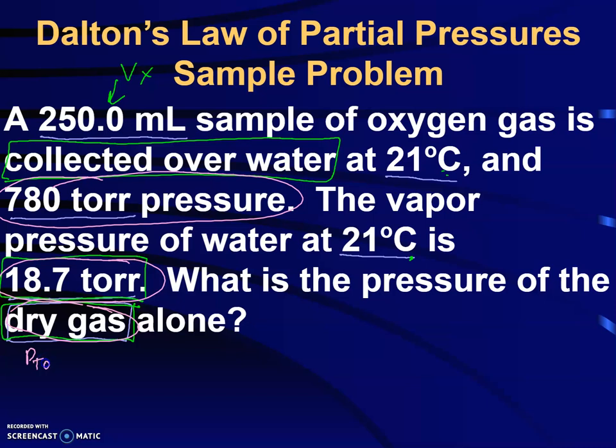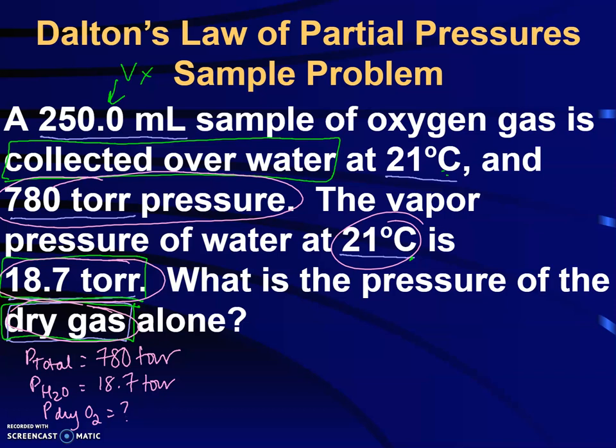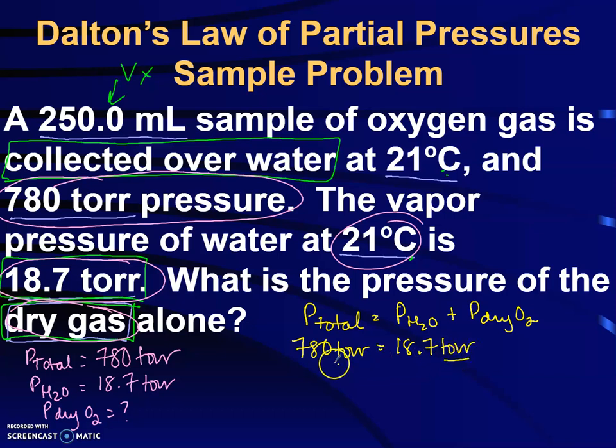So we have P total equal to 780 torr. We know that the pressure of the water at 21 degrees Celsius, which is why we needed the temperature, is 18.7 torr, and we want to know the pressure of the dry oxygen gas. So I'm going to plug this into P total equals the vapor pressure of the water plus the pressure of the dry O2. And we see 780 torr is equal to 18.7 torr. Yes, you have to make sure your units are the same. And the dry O2 is over here. So how do I solve this? Be careful, this is an addition sign. So all I have to do is subtract 18.7 torr from both sides.